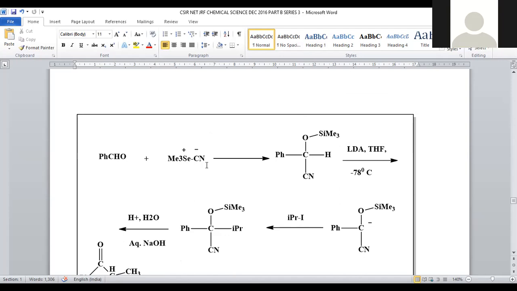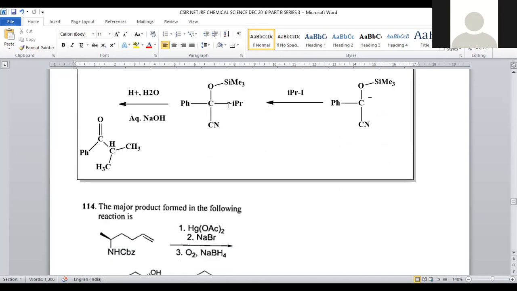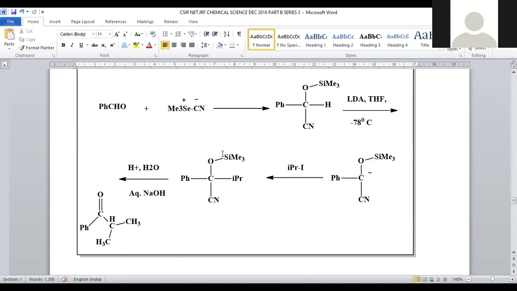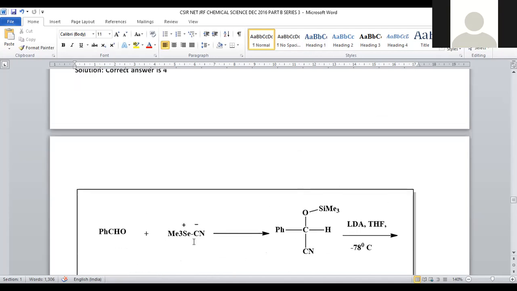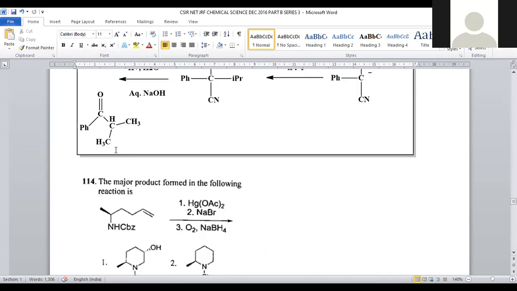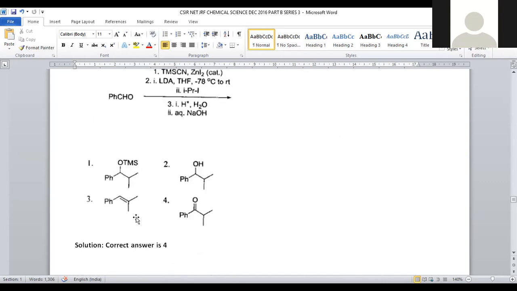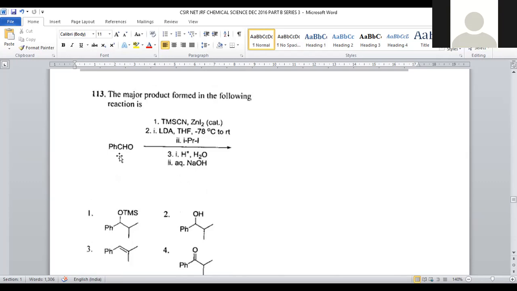This trimethyl selenium cyanide is working like a simple catalyst, because at the end of the reaction it will be regenerated, so we can say this is a catalyst in this reaction, and the final product will be the C-alkylated product, that is nothing but C-isopropyl benzaldehyde will be generated, right? So that is obtained in option number 4, right?